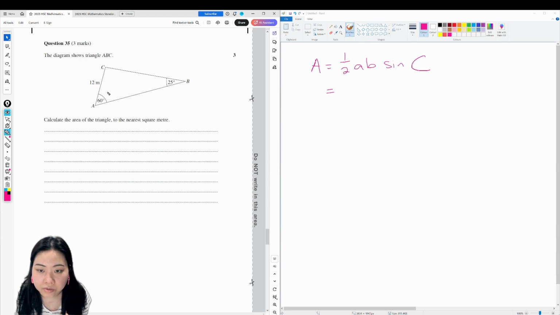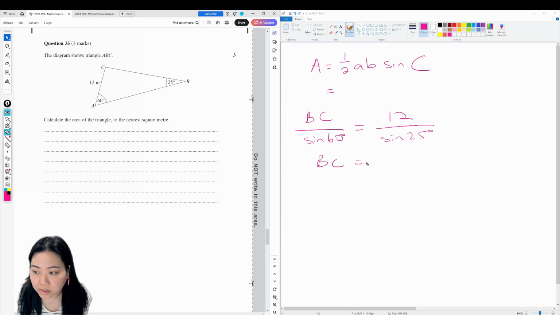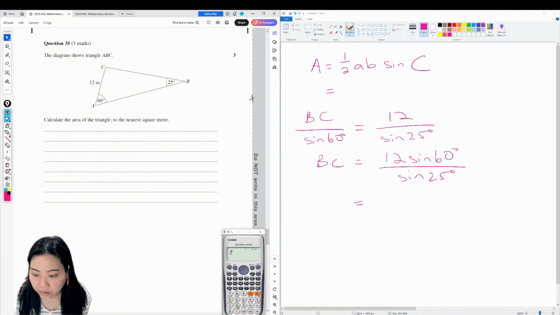And we can use the sine rule to find BC first. So I'm just gonna let that hang for a minute to find BC. Say BC over sine 60 degrees is equal to 12 over sine 25 degrees. BC is going to be 12 sine 60 degrees over sine 25 degrees. 12 sine 60 over sine 25. We have 24.5902 dot dot dot. Now we can find the area of the triangle.